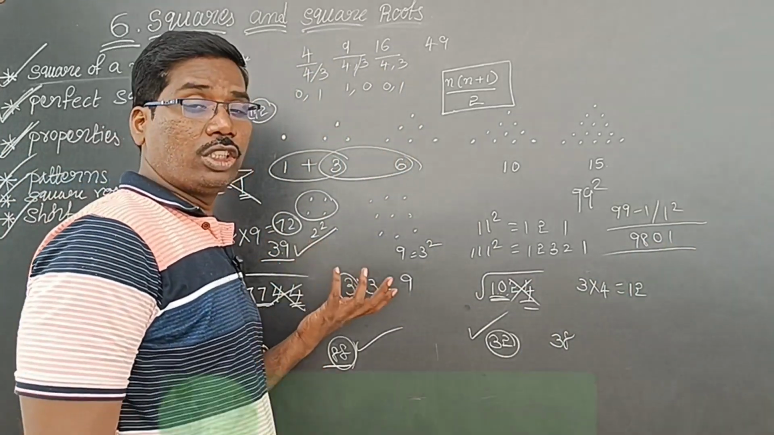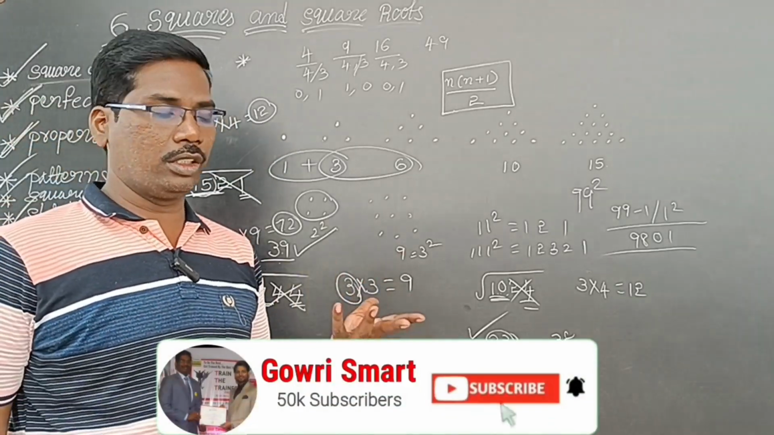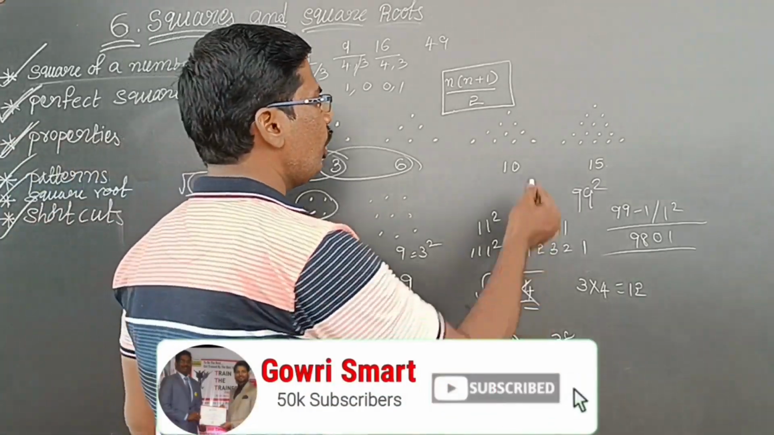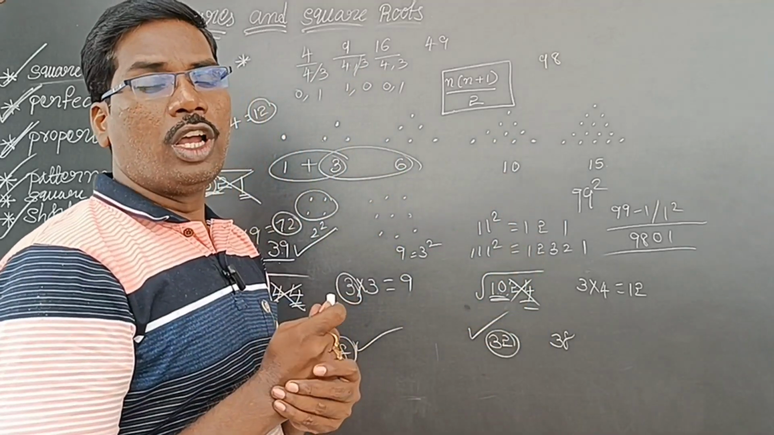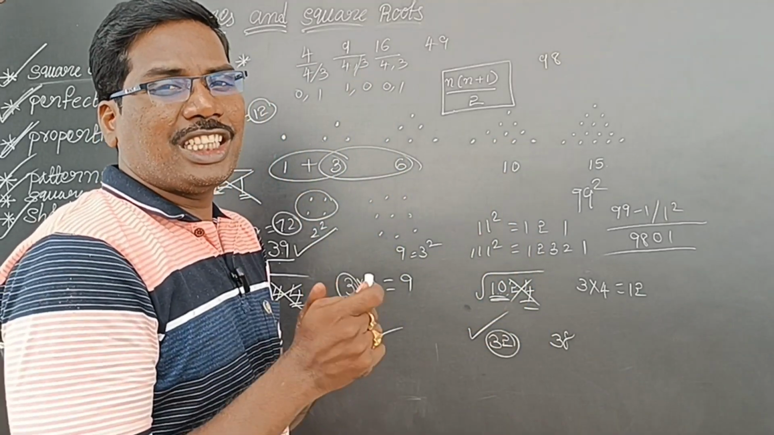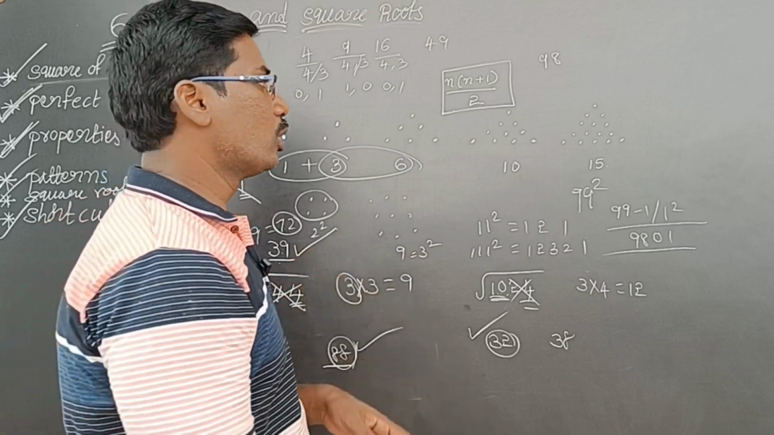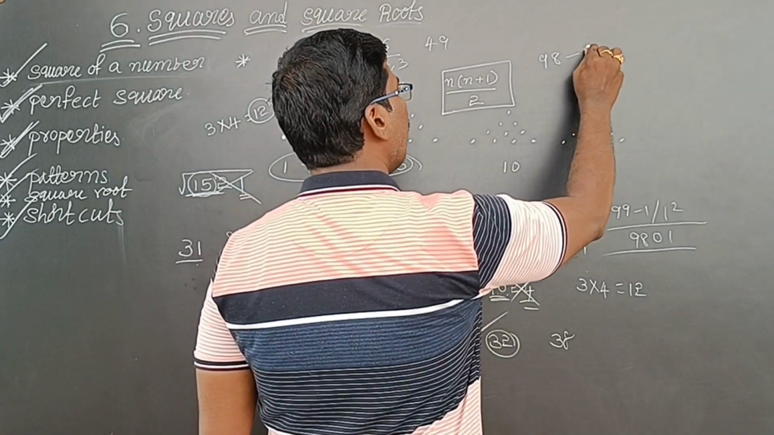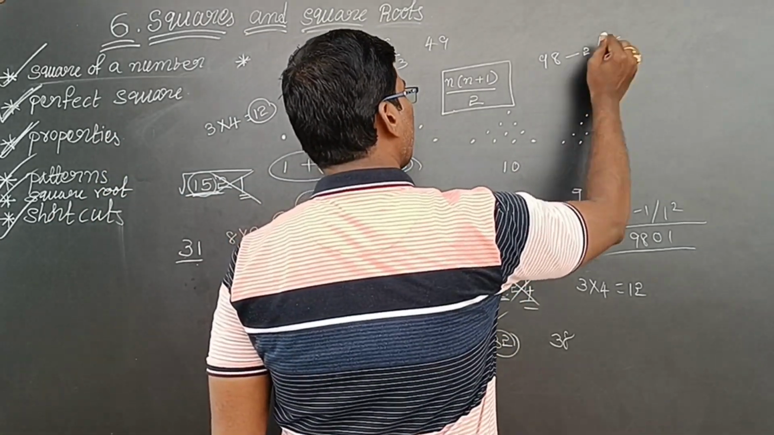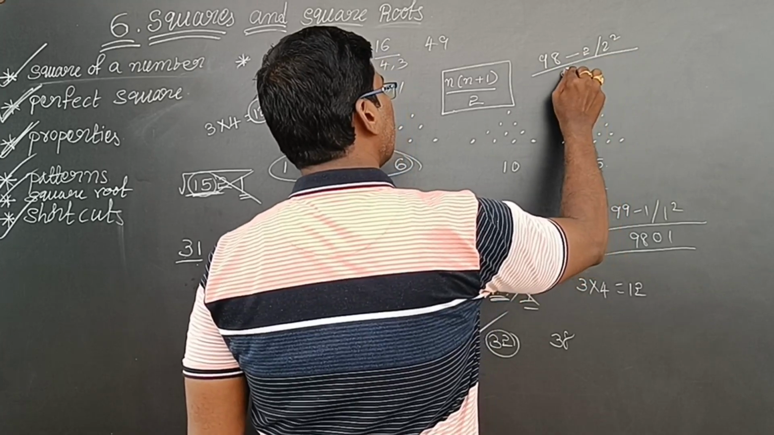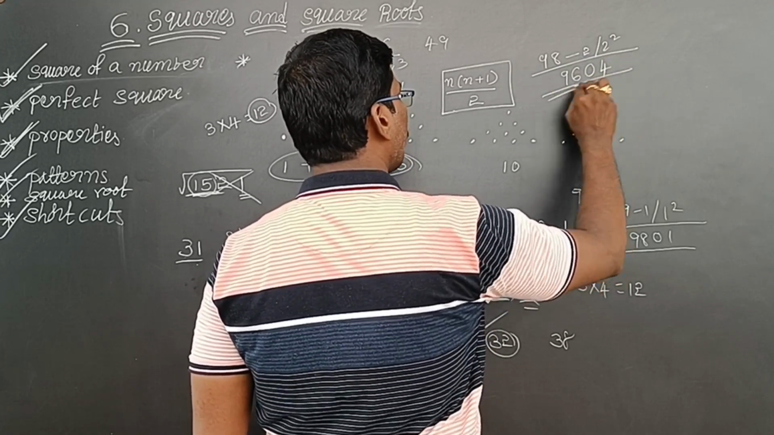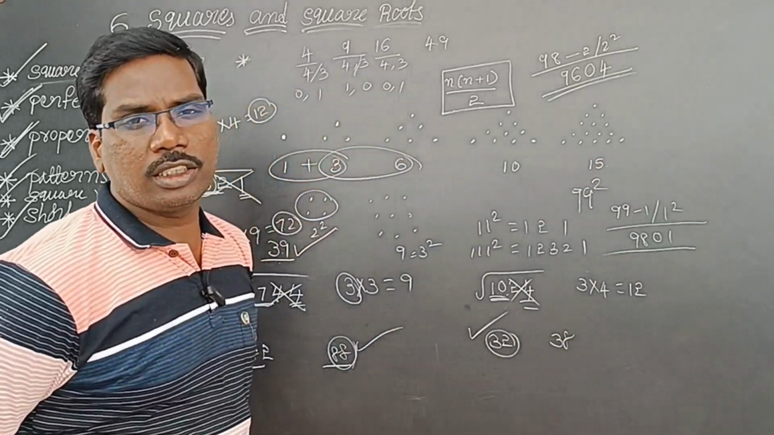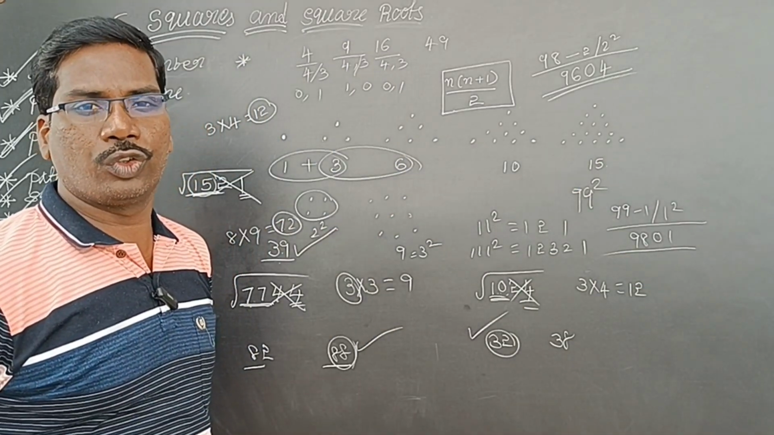Sir, it's very easy. Say once again, sir. Okay, I'll say. I want 98 square. So 98, how much less compared to 100? 2. So that 2 subtract from 98 and do the 2 square here. 98 minus 2 is 96. 2 square is 04. You write 04 because it is a 4-digit number. So that is 9604.